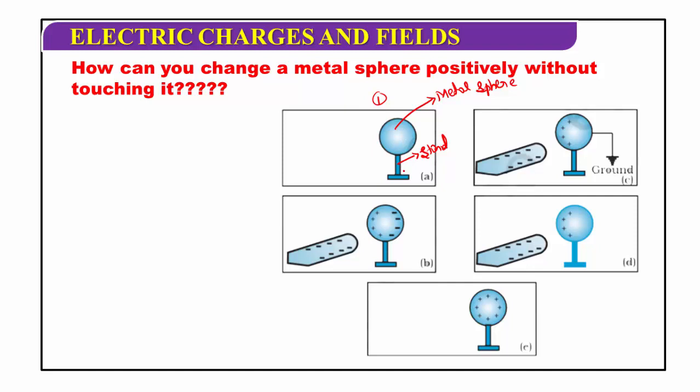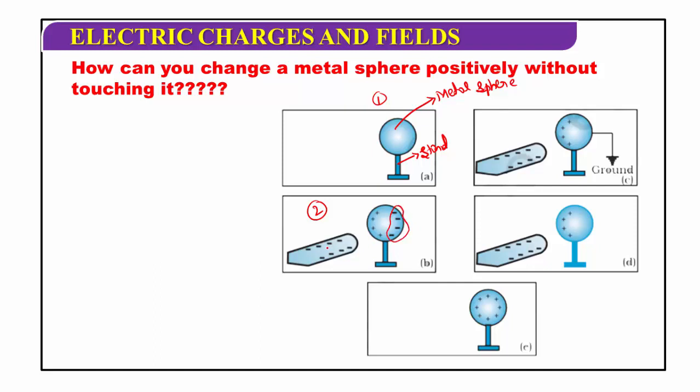Insulated metal stand. In the second process, a negatively charged rod is brought close to this sphere. Now the free electrons in the sphere move away. Here these are called free electrons.